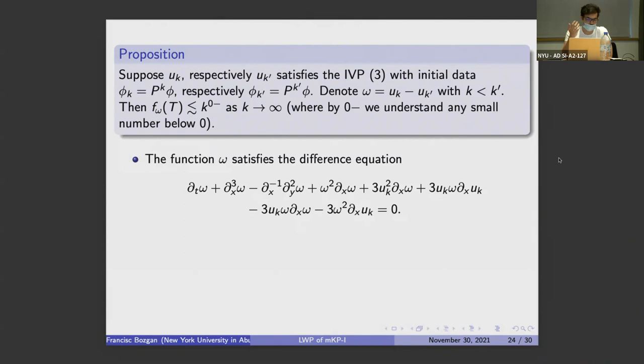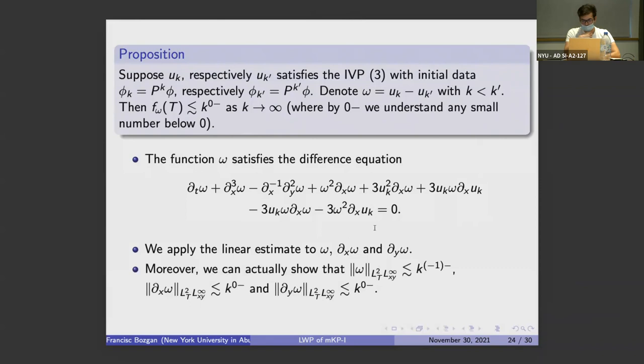Here the omega will satisfy the so-called difference equation. We take both IVP equations for u_k and u_k prime, we take the difference of them, and we get this equation here. This is also a type of KP equation. We have here the linear part of the KP equation for omega, and here is my nonlinearity. We apply the linear estimates that I got for the linear part of the KP equation for omega, for d/dx omega and d/dy omega. These are the components of F_omega of t.